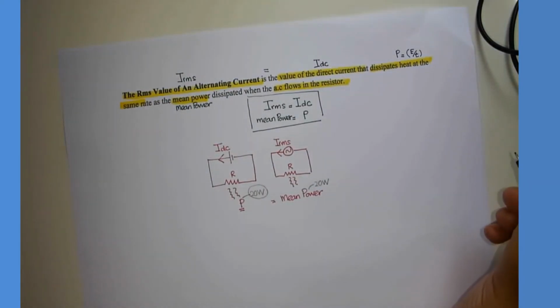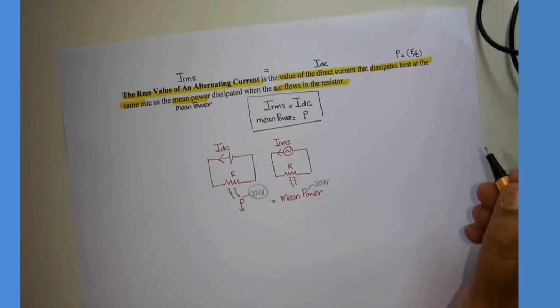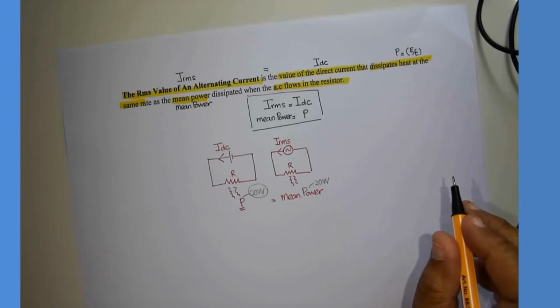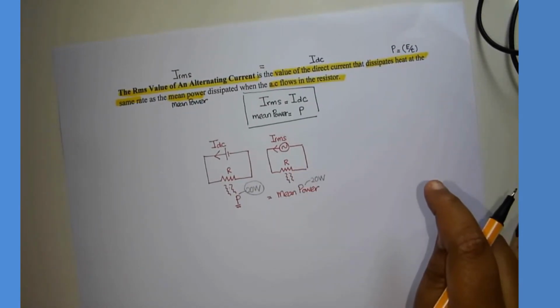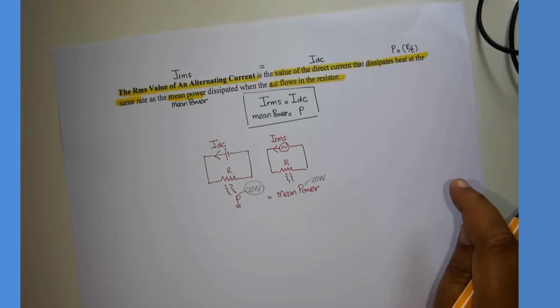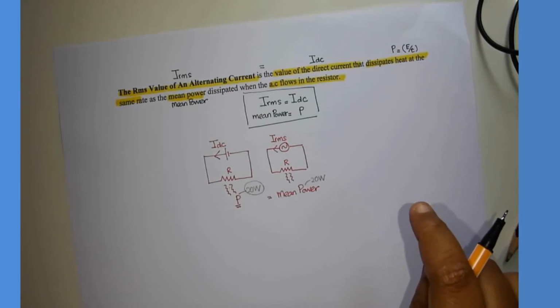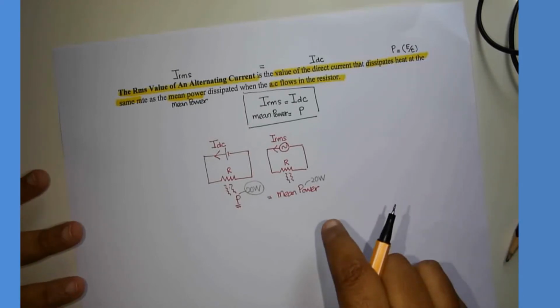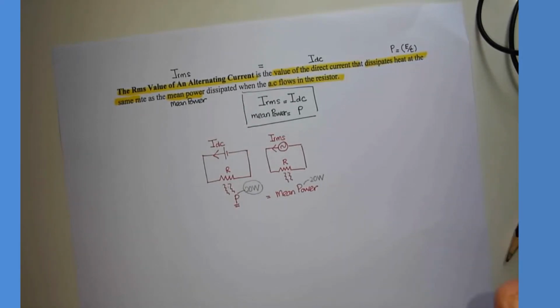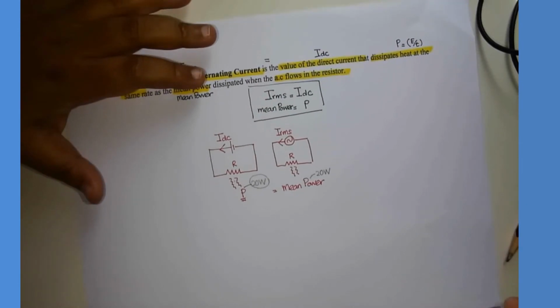Okay, do you understand that? So P, the power dissipated at the DC, is the same as the mean power dissipated in the AC. So the mean power of an AC, from here we will look up to this. One more.